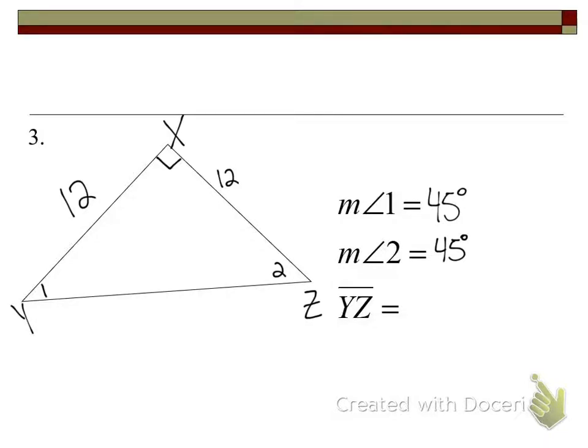So does anybody remember what that means for YZ? 12 root 2, very good. We could have gone old school and used our Pythagorean theorem, but once upon a time, we talked about the fact that the hypotenuse is equal to a leg times the square root of 2. So if we remember that, then that's helpful. Questions, concerns, need more time on example 3? Okay.